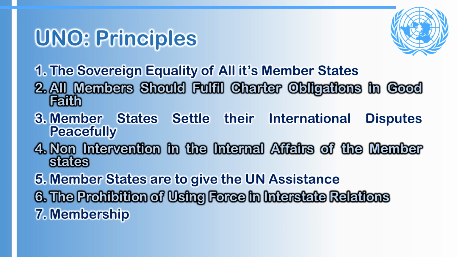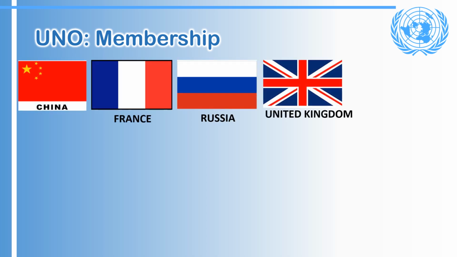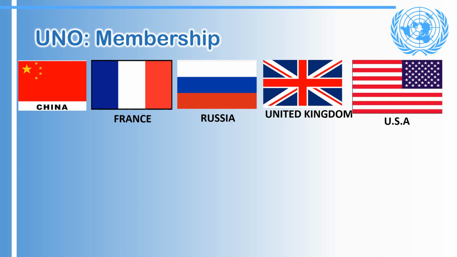Membership. Membership of the UN is open to all peace-loving states which accept the obligations of the Charter and are able to carry out these obligations. The General Assembly admits new members on the recommendation of the Security Council. Membership of UNO. China, France, Russia, United Kingdom, and United States are permanent members of UNO. Membership in the United Nations is open to all peace-loving states which accept the obligations contained in the present Charter and, in the judgment of the organization, are able and willing to carry out these obligations.